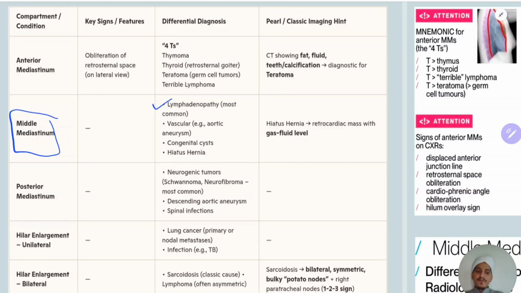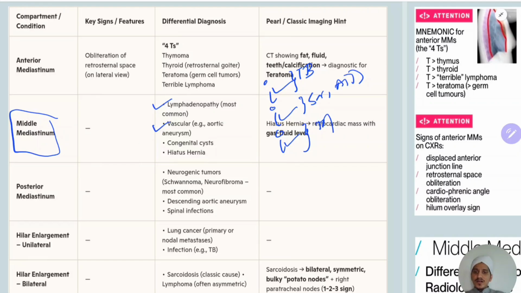Most common is lymphadenopathy. Lymphadenopathy can be due to infection, inflammation, increased proliferation. Infection may be TB, pulmonary tuberculosis. Inflammation, sarcoidosis or some autoimmune diseases. Increased proliferation meaning malignancy. So lymphadenopathy is the most common.